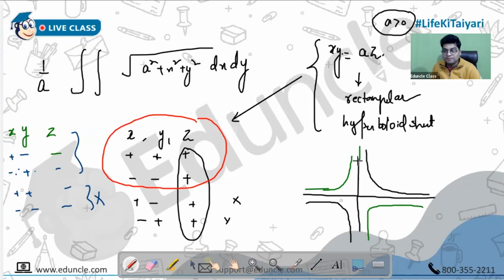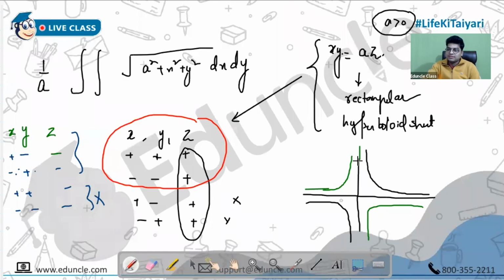This is not symmetrical. I have told you about the graph. Whenever you have some problem, each time you say multiply by 2. So for multiply by 2, you have to think whether it is possible or not. Am I clear? Multiply by 2, is it possible or not? This is what you have to think. In this case, xy is equal to az. This is a rectangular hyperboloid sheet. This is not a symmetrical curve.